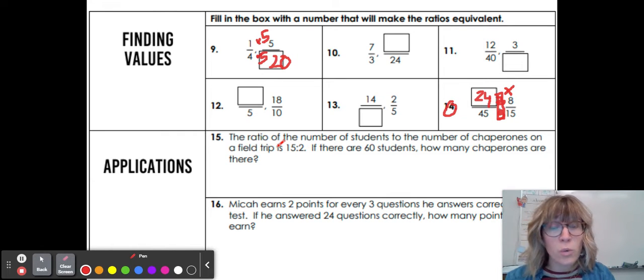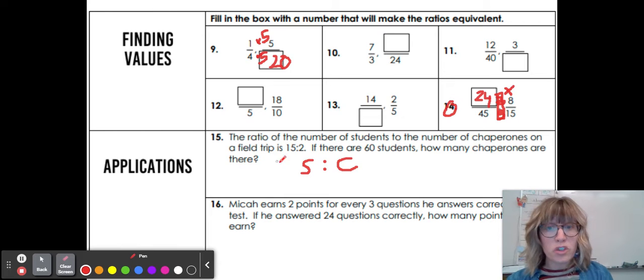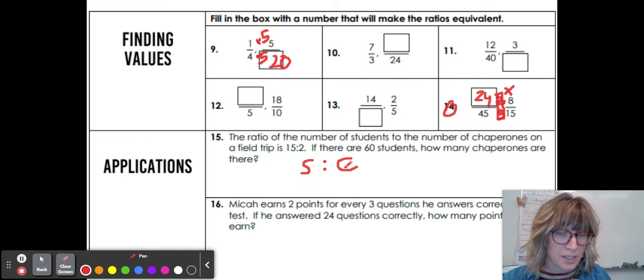So as we continue here, we're given some information. The ratio of the number of students to the number of chaperones on a field trip is a 15 to 2 ratio. So if there are 60 students now, how many chaperones are there?